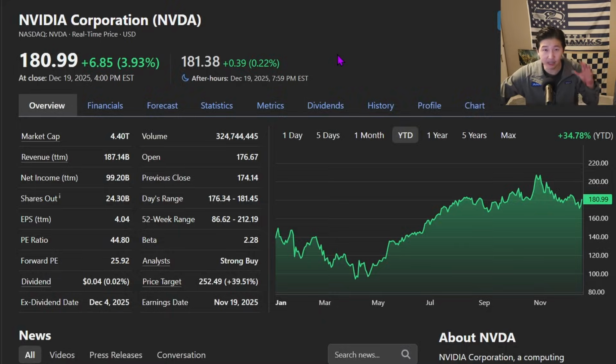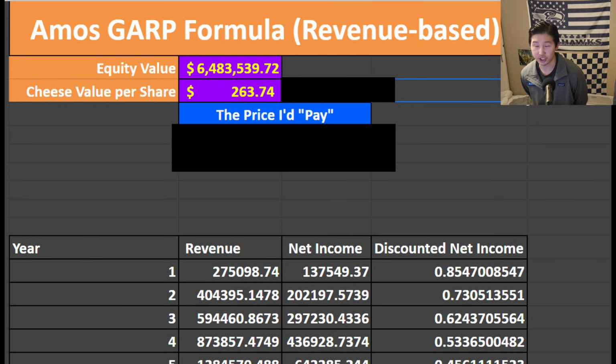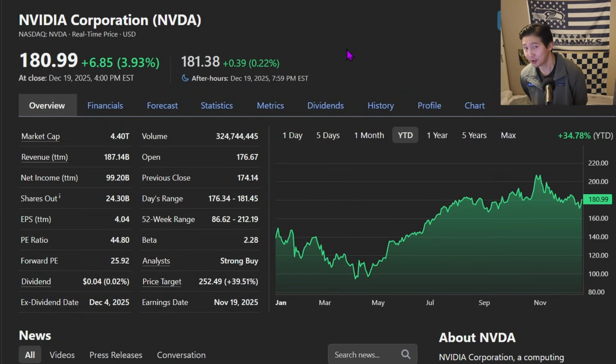And as of right now, they trade for $180 a share. By the time you watch this video, they could be $181 according to the after hours, or they could be as low as $175. But based on the GARP formula, the cheese value per share is $263. So they're way below that. So I think they're undervalued right now.